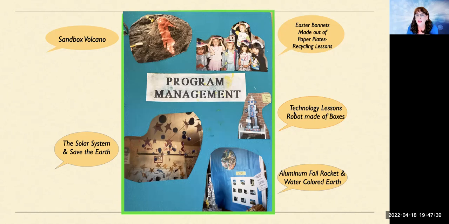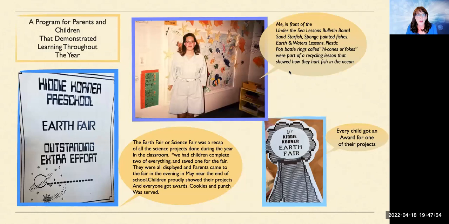We had technology lessons, and here we had a robot made out of boxes again. Here's Easter bonnets made out of paper plates, and that was sort of a recycling lesson, but the children had a ball with it. These are all activities that children can do.